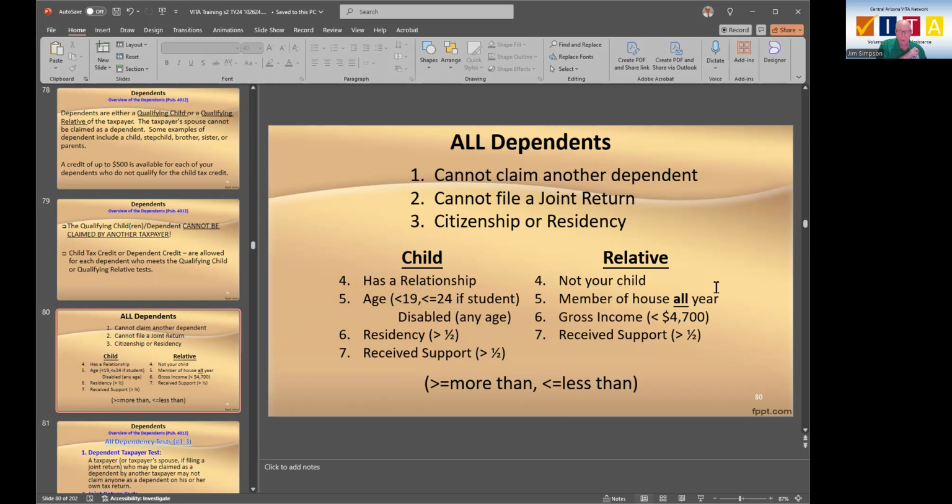Then the residency requirement: they have to live more than half of the year in the taxpayer's house. And they had to have received more than half of their support from the person claiming them as a dependent.